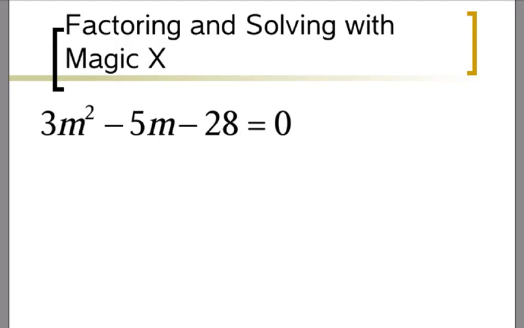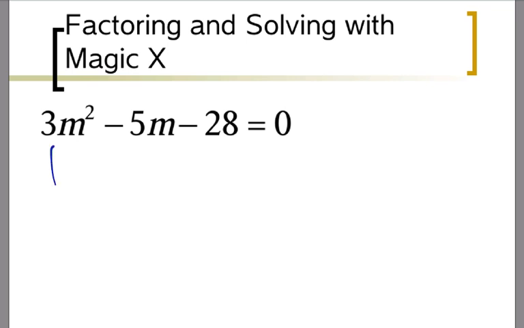Hi class, in this lesson we're going to work on factoring and solving with what I call the magic X. Now this may be a different method of factoring than you've used before, but I generally feel that it's a more simple method of factoring than maybe the guess and check method.